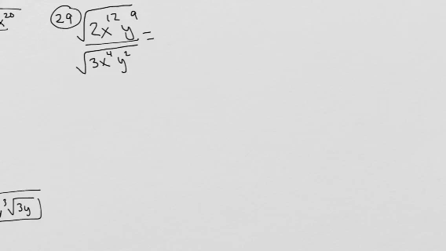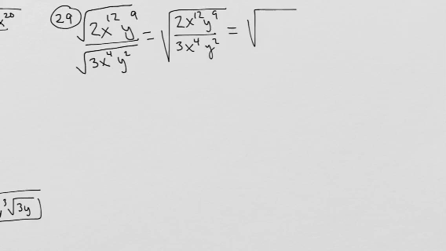Okay, so again, you're asked to simplify and leave it in the simplest form. I know it says product, but it's actually a quotient, so that's just a typo. Since they're both square roots, let's write them in a single square root. So this is 2x to the 12th, y to the 9th, and then this is 3x to the 4th, y squared. Let's simplify the x's and the y's. So I'm going to have square root of 2/3.